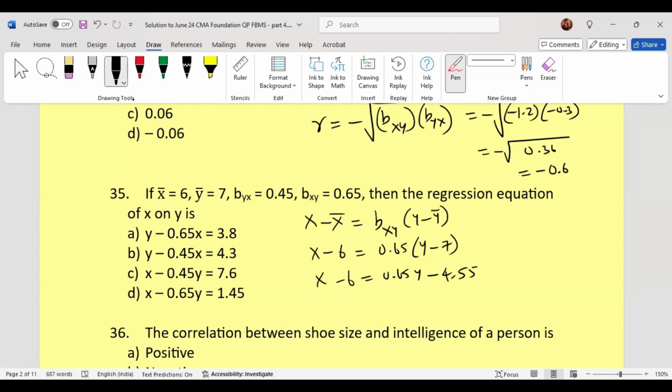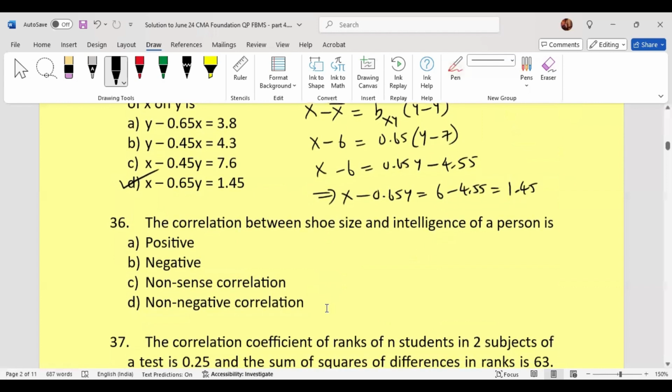So that means we can write this as x minus 0.65y is equal to 6 minus 4.55. 6 minus 4.55 is 1.45. That means the final equation is x minus 0.65y is 1.45. That means the option is B.